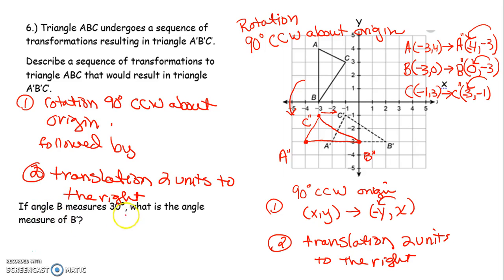And if you know the original angle B right here was 30 degrees, you know if you have a sequence of rigid motions, your new triangle, your image, is exactly congruent to the original. So if the original was 30 degrees, guess what your new angle has to be for angle B? That better still be 30 degrees. Rotations and translations, rigid motions, all angles remain the same, all side lengths remain the same. So what's the measure of angle B prime? Measure of angle B prime equals 30 degrees.